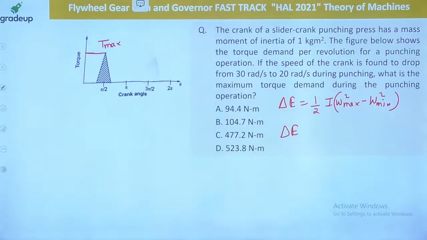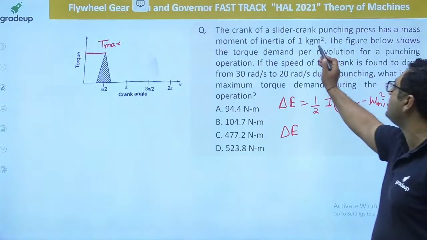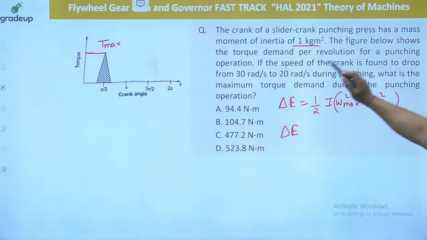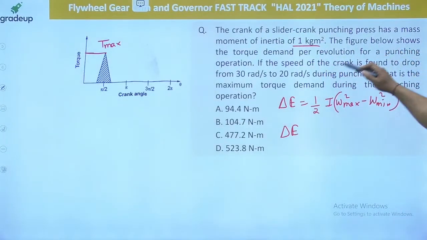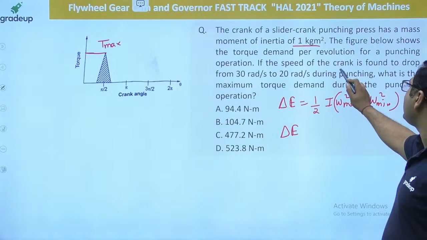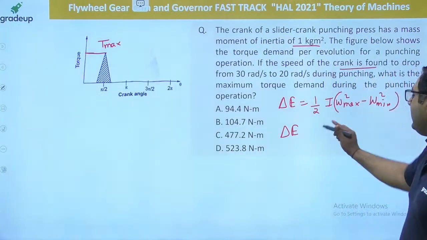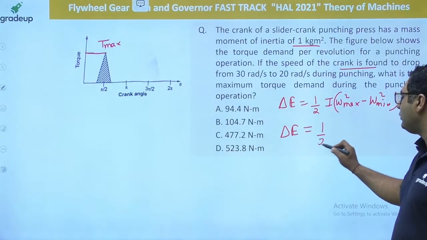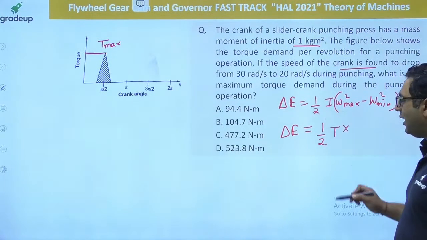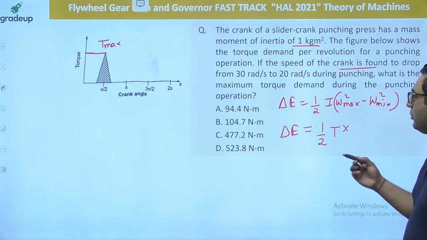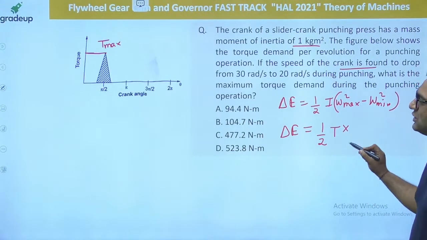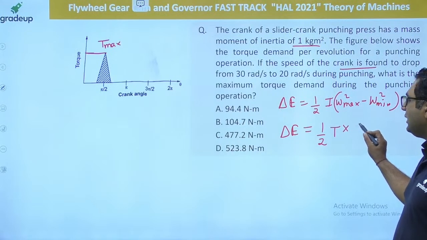It is given that the crank of a slider crank punching press has a certain mass moment of inertia. The figure shows the torque demand per revolution for the punching operation, and the speed of the crank is found to drop. Here it is given for the crank. So for sure, delta E is going to be half into the area of the curve, which is half into T into theta.